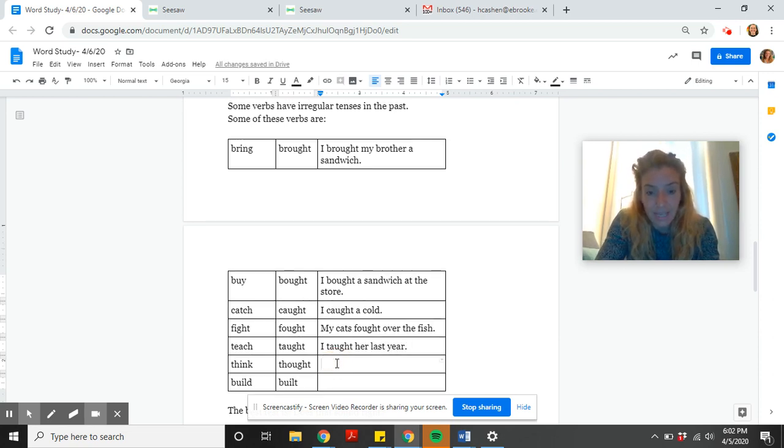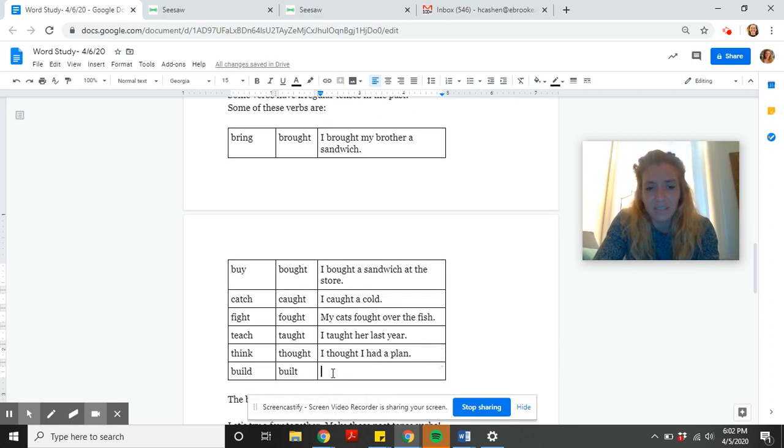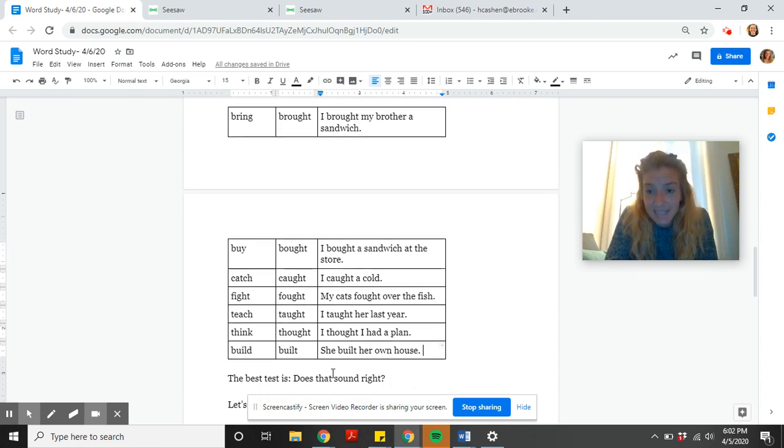The past tense of think is thought. I thought I had a plan. And the past tense of build is built. She built her own house. Now, the best test for figuring out if a word makes sense is just kind of asking yourself, does that sound right?